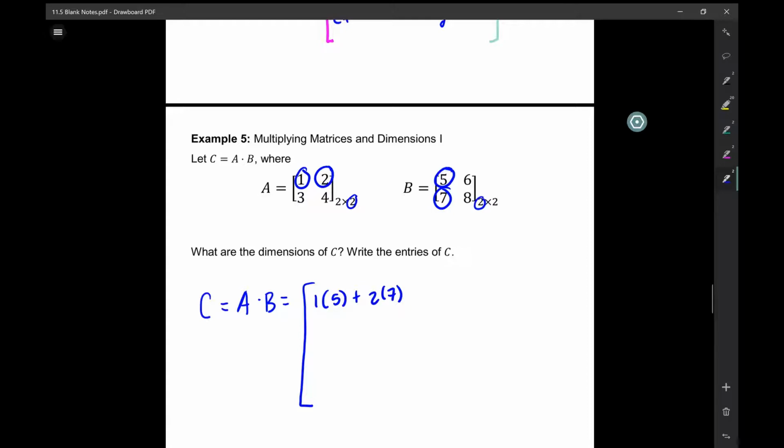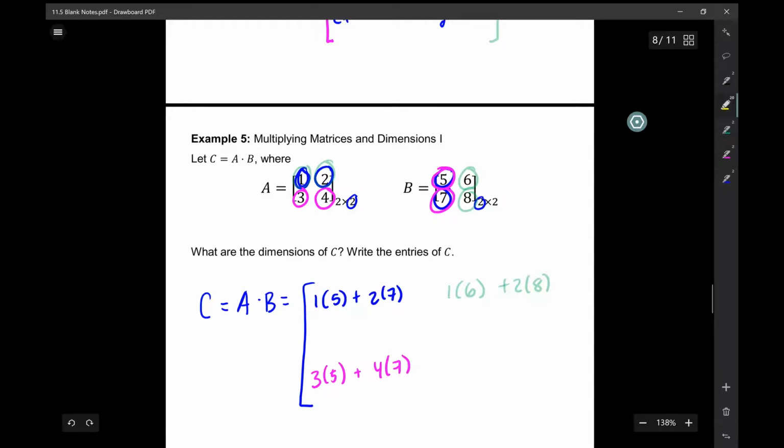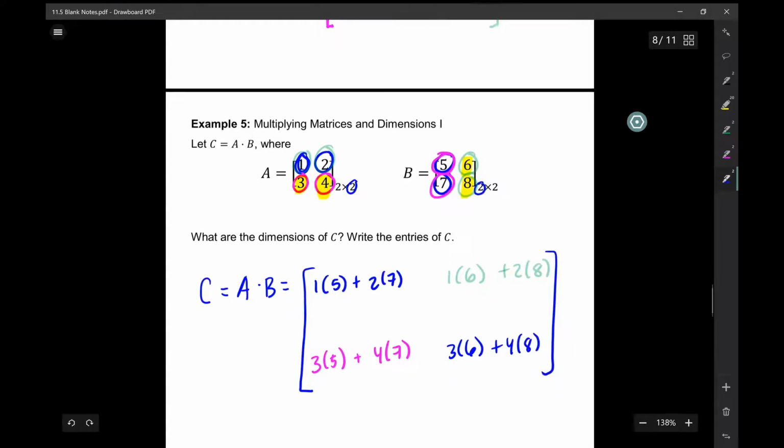Then for the second entry, we're going to take 1 times 6 plus 2 times 8. Then we're going to take 3 times 5 plus 4 times 7. And finally, we're going to take 3 times 6 plus 4 times 8. And that is our matrix. Now we just need to simplify.